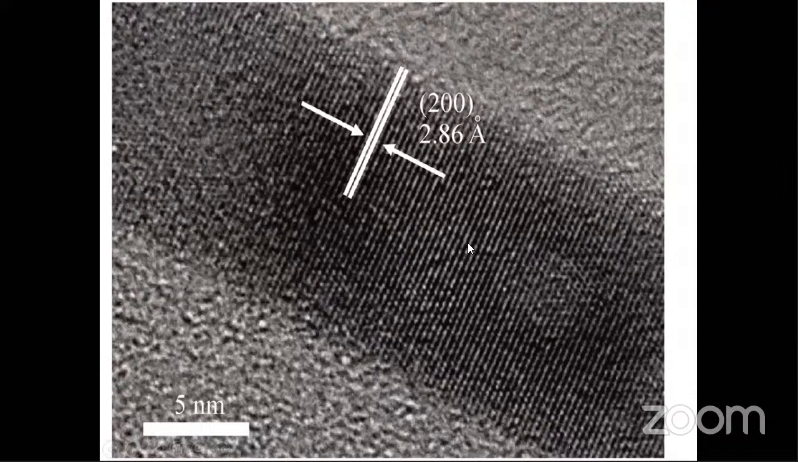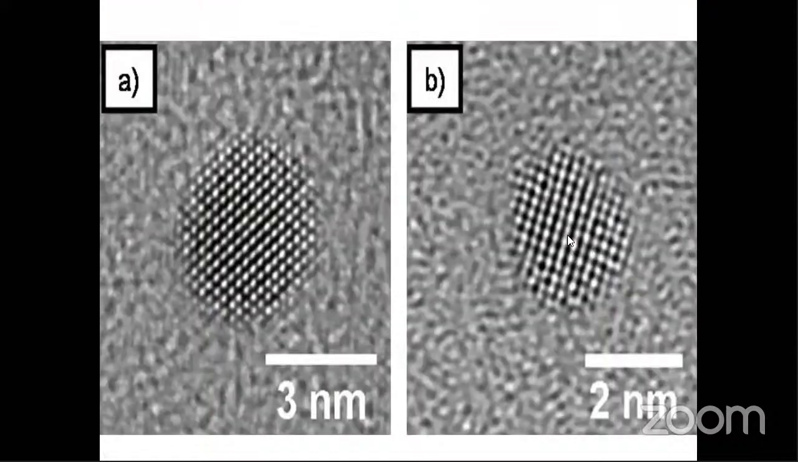This is the image of zinc oxide quantum dots, and here you can see clear images of particles of diameter about 2 to 3 nanometer, and the lattice patterns are there.